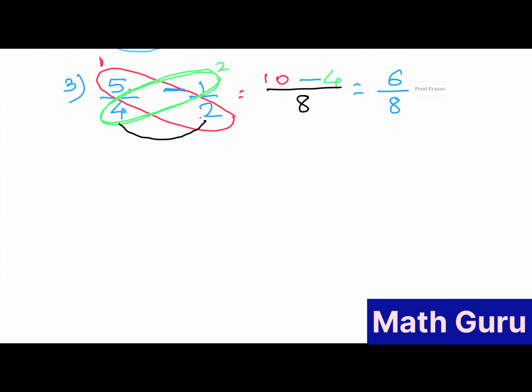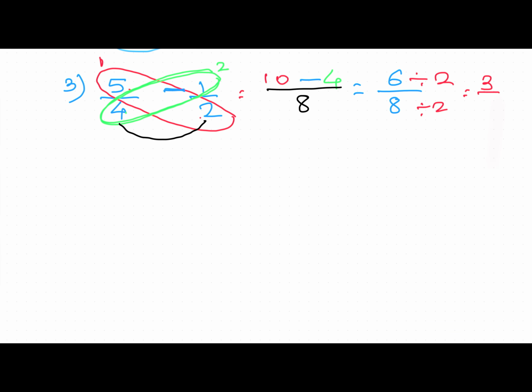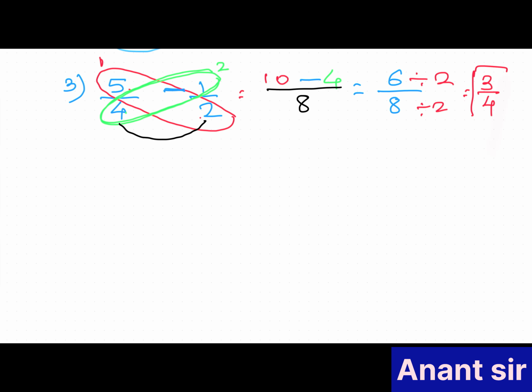Now as you know that these two numbers are divisible by same number 2, so I am going to divide both by 2. So it becomes 2 3s are 6, 2 4s are 8. This is our final answer. This is called the cross multiplication method.